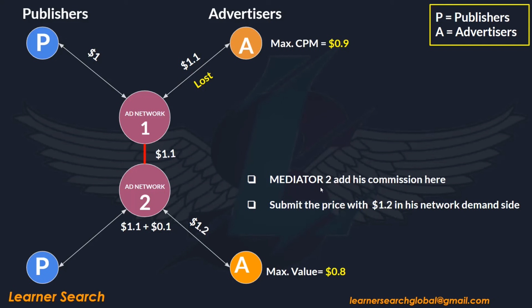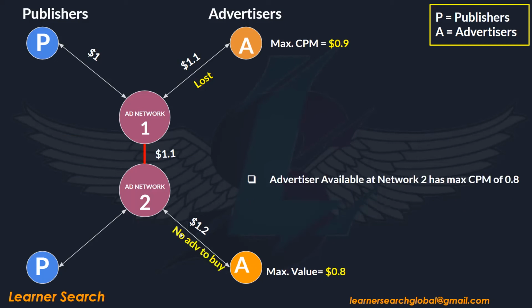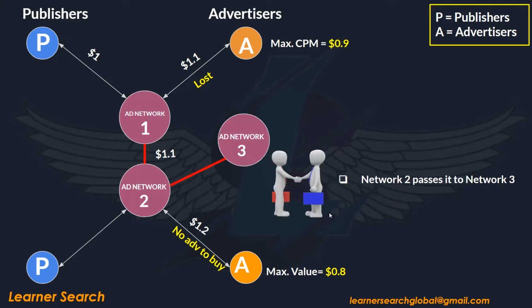So we are here at mediated 2, mediated 2 in the sense ad network 2. Ad network 2 adds commission here, submits the price as 1.2 in his network. So he adds some commission in his network. What he says is, okay, give me the ad at 1.2 CPM. But he's not willing to buy now because his demand is $0.8 only. So on the other end, the demand side has the maximum value of 0.8. Since no advertiser is ready to buy, the advertisers available at network 2 have a maximum CPM of 0.8. What happened is, it got unsold.